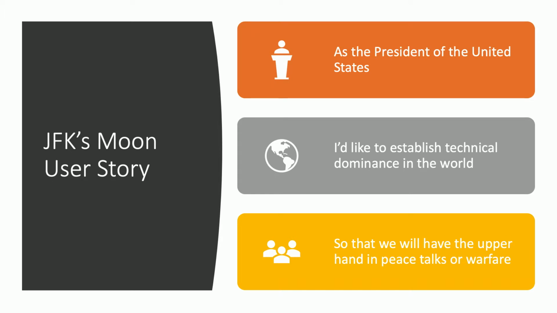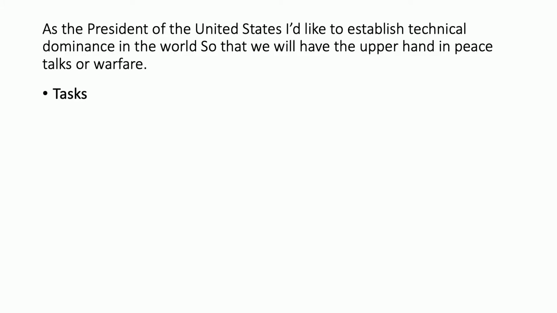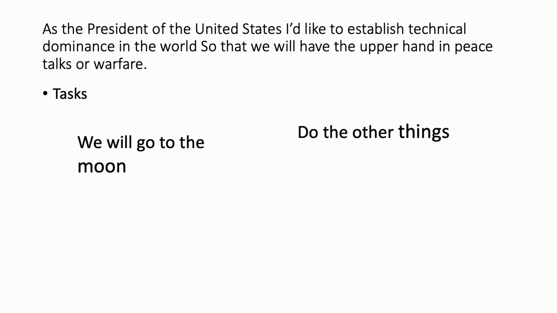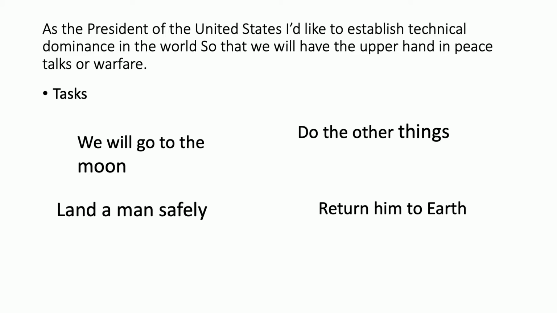So let's go and break this down, right? So, as President of the United States, I'd like to establish technical dominance in the world so we can have the upper hand in peace talks and warfare. So let's break down the tasks, right? So task, we'll go to the moon, right? And do the other things, right? Again, terrible task. So we'll ignore that one, even though it's straight from the client. Land a man safely and return him to Earth, right?